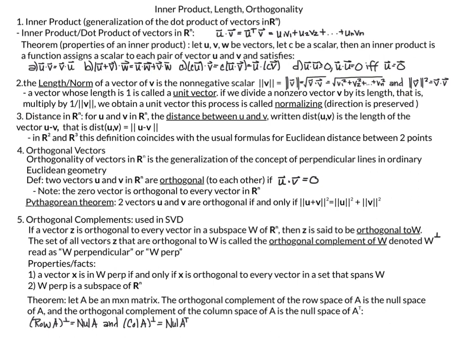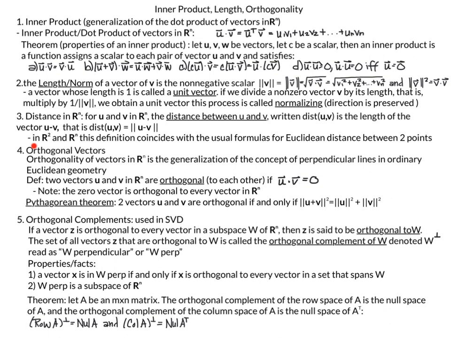We have the distance formula. Once we have the length, we can define a distance formula for two vectors, u and v in Rn. So the distance between u and v, written dist(u, v), is the length of the vector u minus v. That is, the distance of u and v is equal to the norm of u minus v. In R2 and Rn, this definition coincides with the usual formulas for Euclidean distance between 2 points.